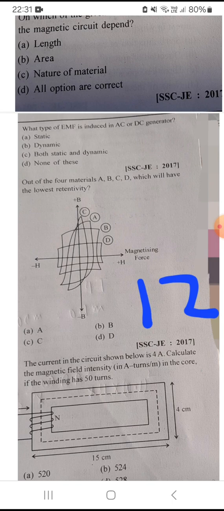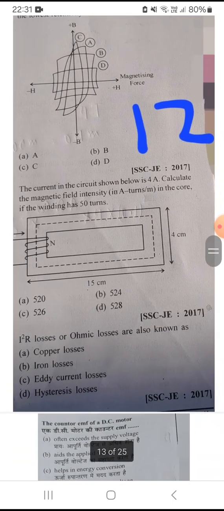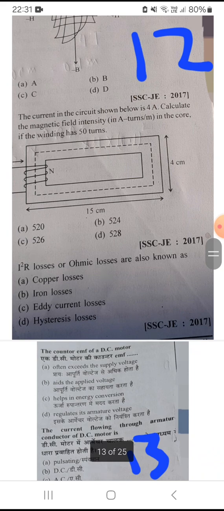Next, the current in the circuit shown is the 4 ampere and calculate the magnetic field intensity in the core if the winding has 50 turns. Here we know that H is equal to mmf by mean length, so Ni by L. So H is equal to 50 into 4 by 2 into 15 plus 4, that is 200 by 30, 200 by 38, that is the 526 ampere turn per meter.